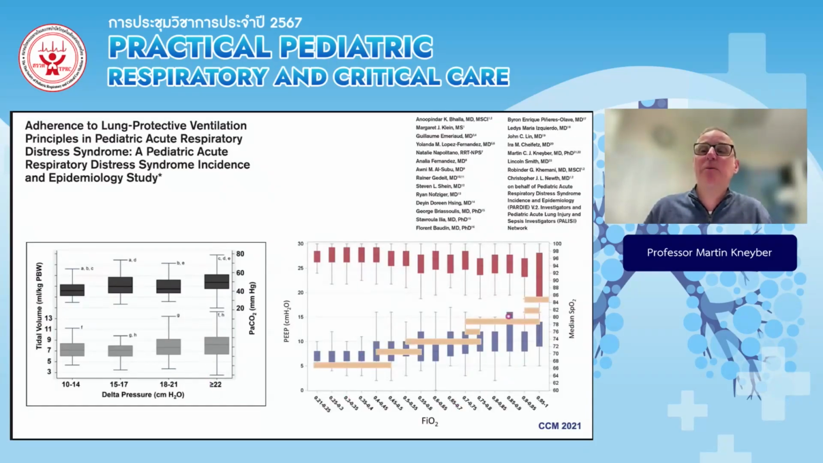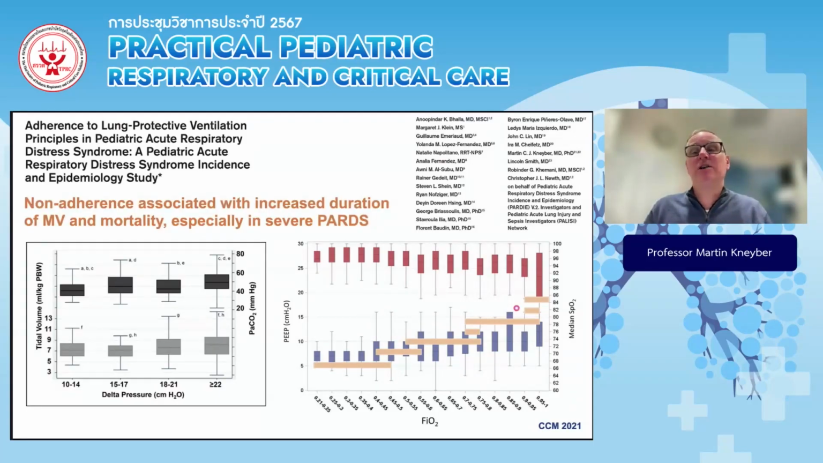Same goes for delivering of PEEP. They explored how PEEP setting was done in the context of the ARDS network PEEP FiO2 grid. And we know, and this should be recognizable for you as well, that at an FiO2 of 0.6 or greater, we tend to not increase our PEEP, but accept our higher FiO2 with inherent detrimental effects. And all of this non-adherence to lung protective ventilation principles was associated with increased duration of mechanical ventilation and higher mortality, especially in those with severe pediatric ARDS.